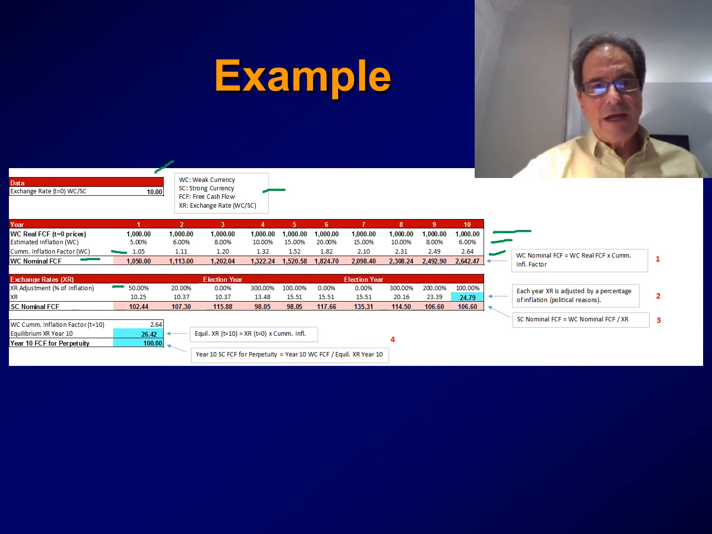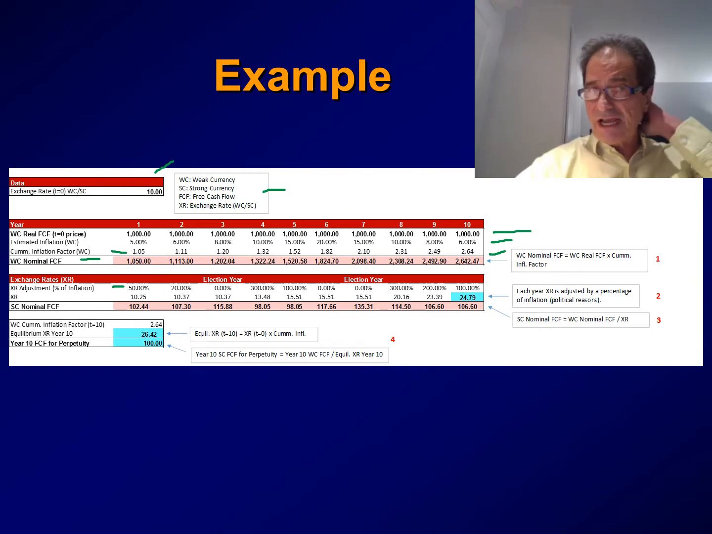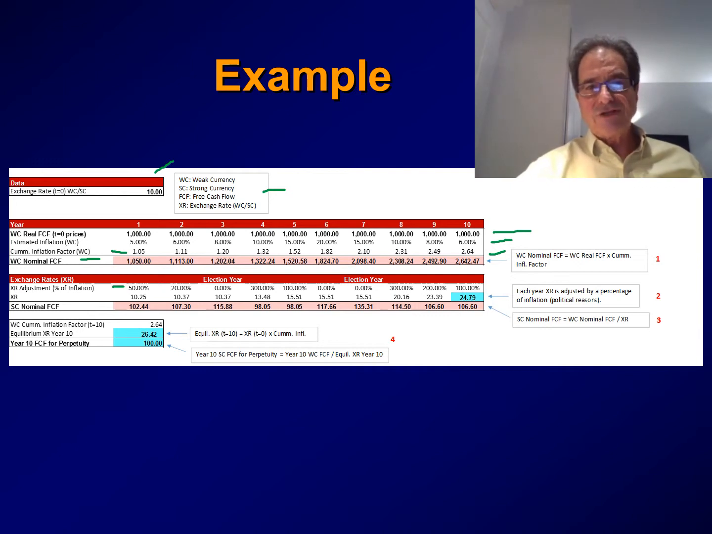We are assuming an adjustment of the exchange rate of 50% of inflation in year 1, 20% of inflation in year 2, 0% in the election year, which is year 3, 300% the year just after the election year, and so on. This allows us to calculate the exchange rate for each year. The exchange rate for year 1 will be 10.25, year 2 will be 10.37, 10.37 also in year 3, 13.48 in year 4, etc.